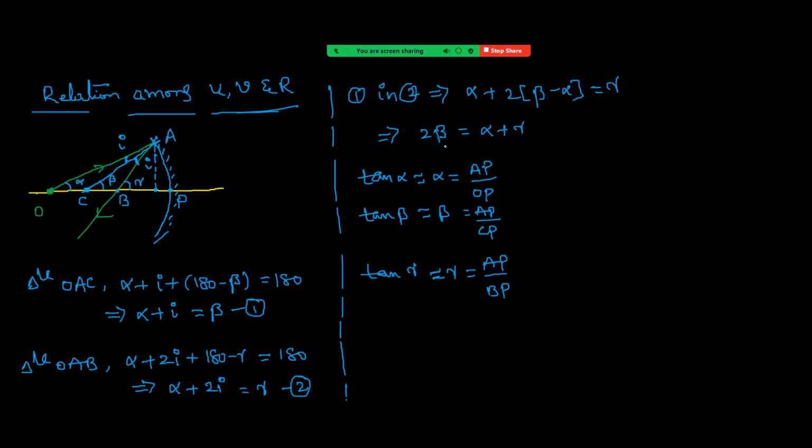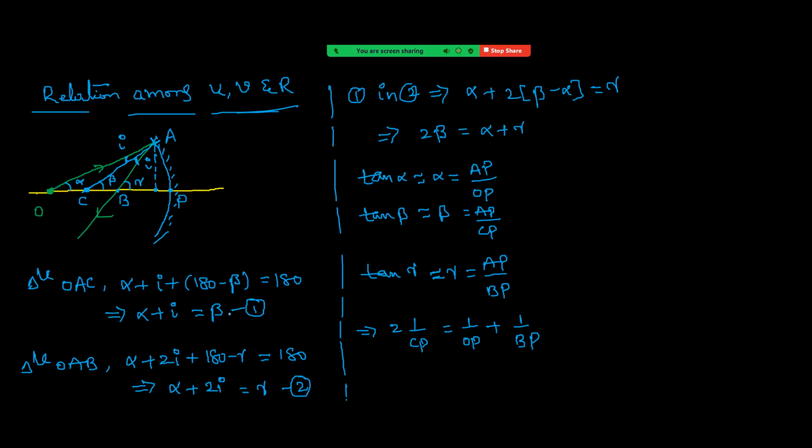Now substitute these values in this equation. In the place of beta, AP by CP. In the place of alpha, AP by OP. In the place of gamma, AP by BP. Throughout, AP gets cancelled. Remaining is now 2 into, in the place of beta, after cancelling AP, it is 1 by CP, that is equal to, in the place of alpha, 1 by OP plus, in the place of gamma, 1 by BP.